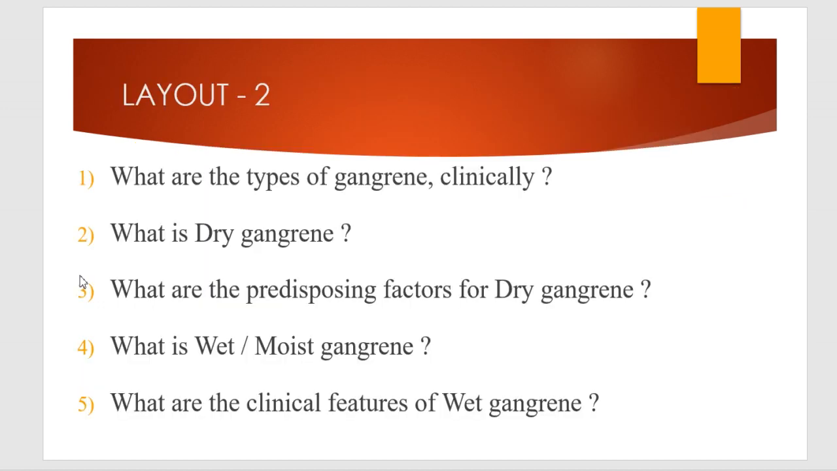So that was layout 1, what we have discussed till now. In the next video, we are going to discuss layout 2, and these will be the questions there. What are the types of gangrene clinically? What is dry gangrene? What are the predisposing factors for dry gangrene? What is wet or moist gangrene? And what are the clinical features of wet gangrene with clinical snaps of patients? How do they present to us?